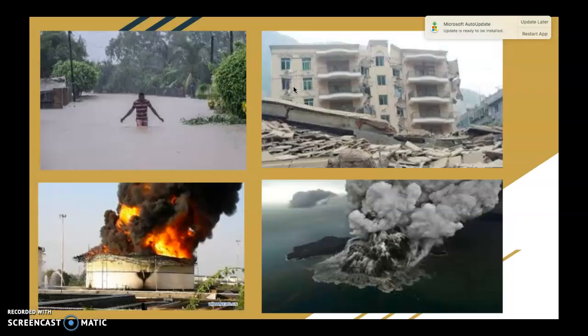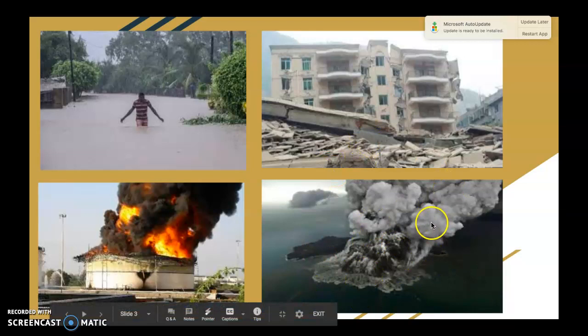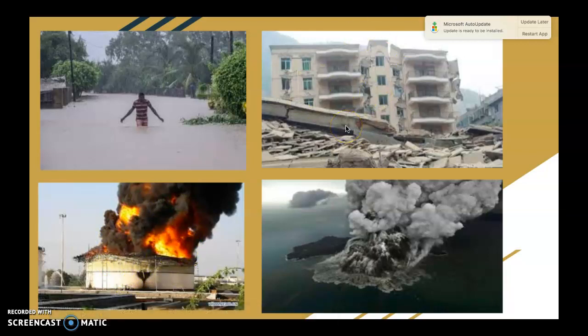Now here's a few pictures. So here's a man in a flood. This is an earthquake. Here we've got a volcanic eruption. Here we've got some kind of industrial storage tank that's on fire. So this could be man-made or technologically related. An earthquake is going to be a natural hazard.